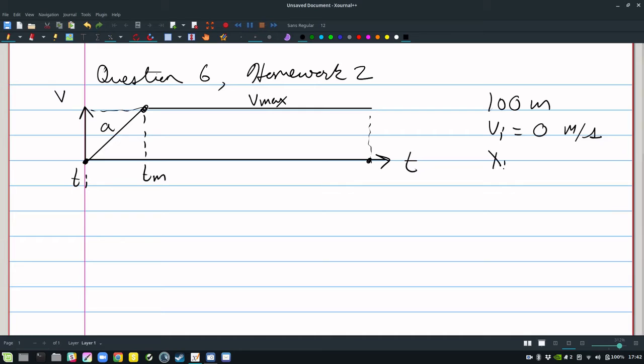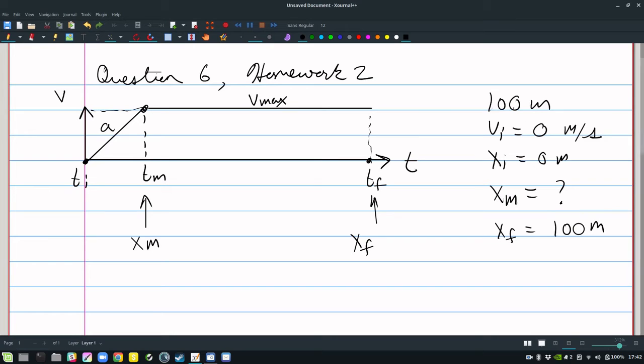Let's call x initial 0 meters, and then this time will also correspond to some position down the track when the maximum speed has been reached. We'll call that x middle. We don't know that yet, actually, but we do know here's t final, and this t final corresponds to x final. We do know x final because it's 100 meters. This is a 100-meter sprint.